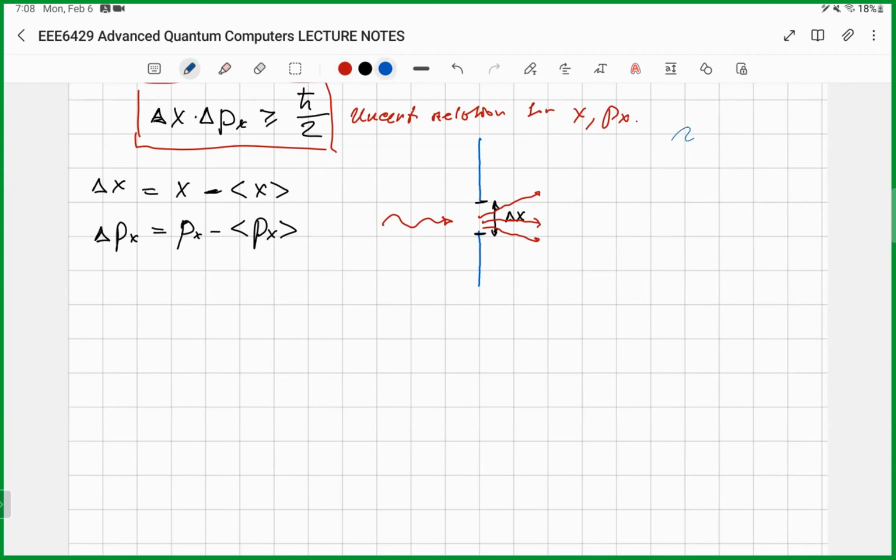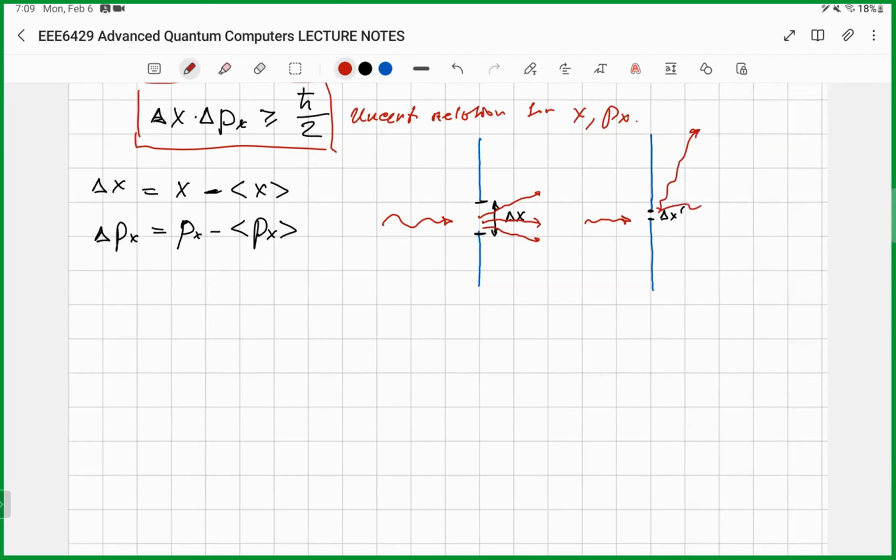But then you make this slit smaller, much smaller, and do the same experiment. A particle travels to this slit. So now this delta x prime is much smaller, and you can expect to detect this coordinate of the particle with a higher certainty, like higher accuracy.